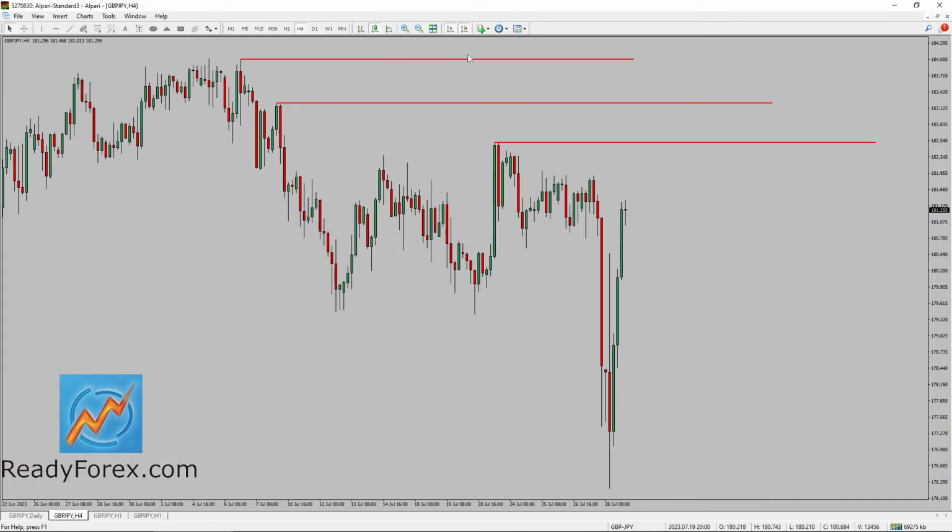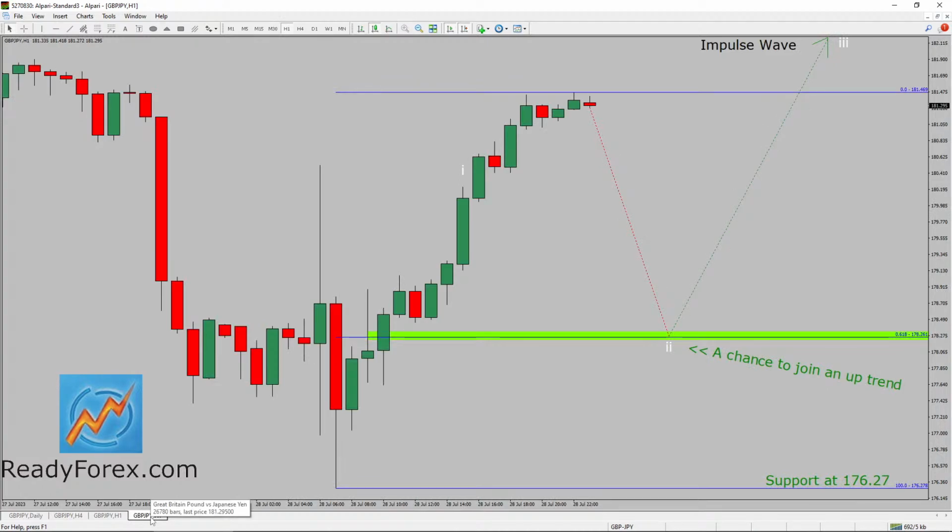Next, let us take a look at 4-hour time frame. Price action is printing lower swing highs and lower swing lows. To me, it's a downtrend going on in GBPJPY currency pair 4-hour time frame. Next, let us take a look at 1-hour time frame.